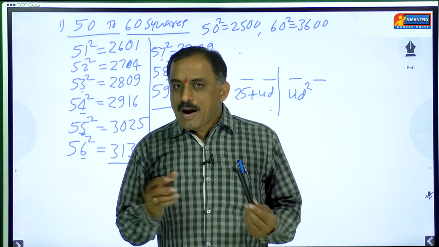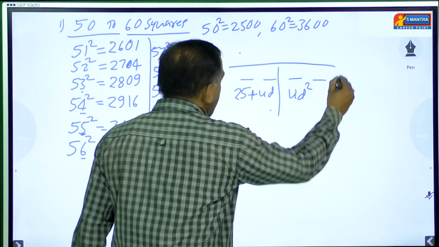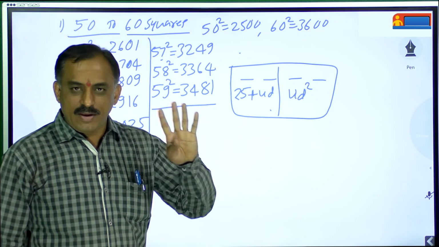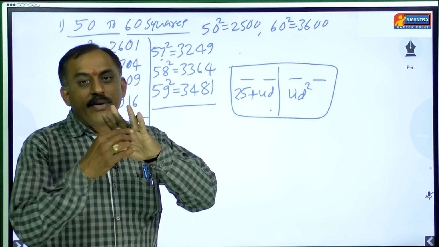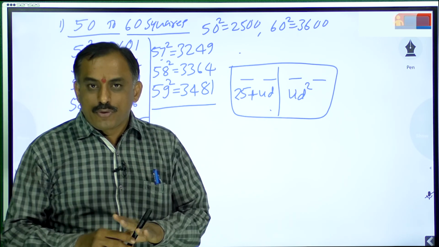Now you can write the squares from 50 to 60. Please remember only one single formula. It is a 4-digit number. 51 to 59 square is a 4-digit number divided into two parts. First part a 2-digit number. Second part also 2-digit number.